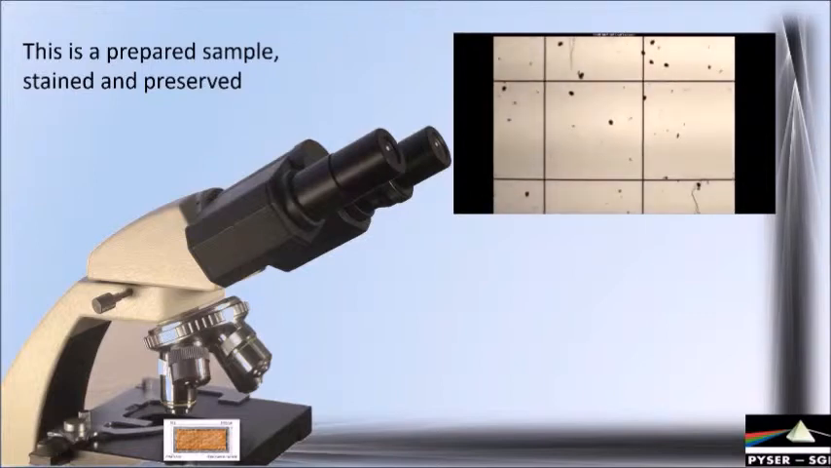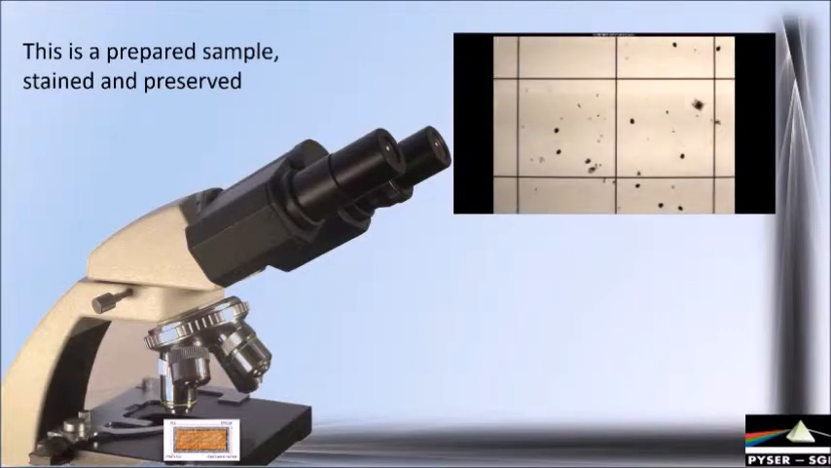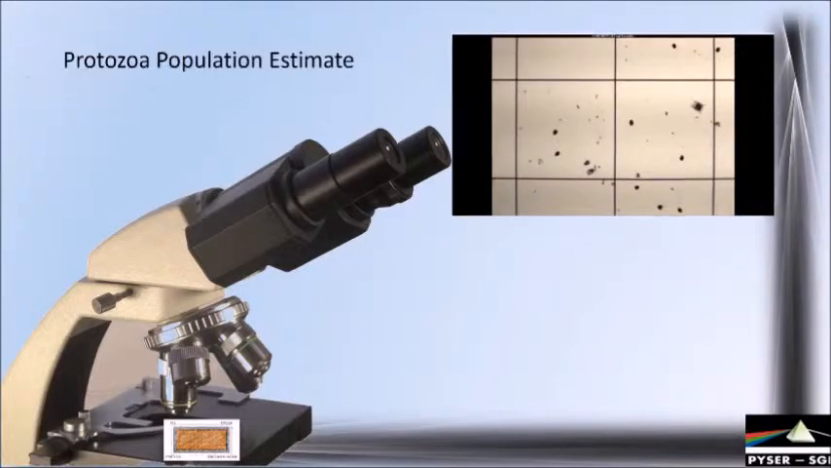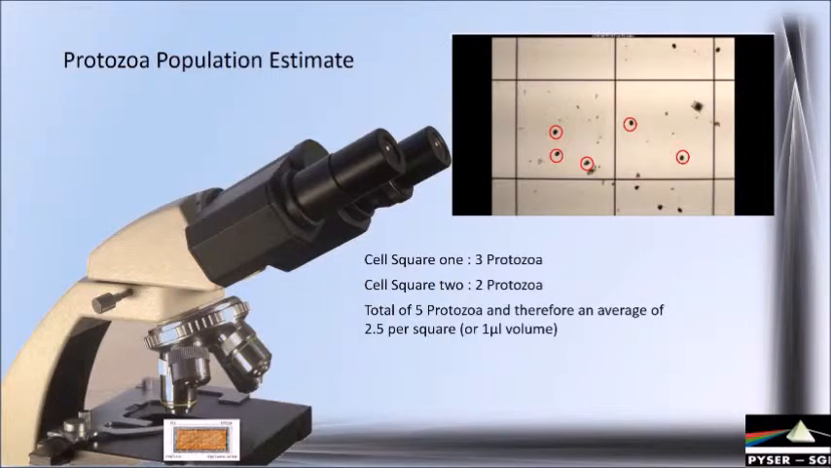Lugol's is a good agent for this, but it can be detrimental to the larger animals in the sample, but it's not a problem for these protozoa. So if we look at this particular area, we can work out how to do a count, a population estimate, if you will. So taking one square, there are 3 protozoa in this area, and the square to the right, there are 2. So that's 5 in total across 2 squares, an average of 2.5 per square, or 2.5 per microliter volume.